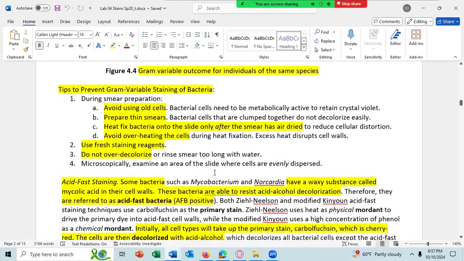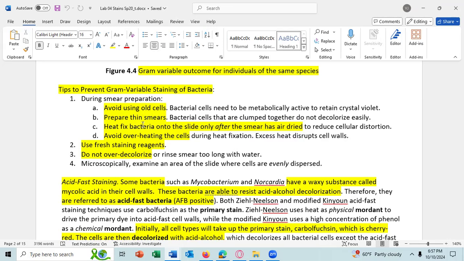Tips to prevent the gram variable staining of bacterium: avoid using old cells. Old cells will have dead cells in them. Dead cells may not stain correctly because their cell wall is decayed. And then prepare thin smears. If you have a thick smear, cells on top of each other, it may be difficult to get the crystal violet grams iodine through all the layers of cells down to the bottom layer.